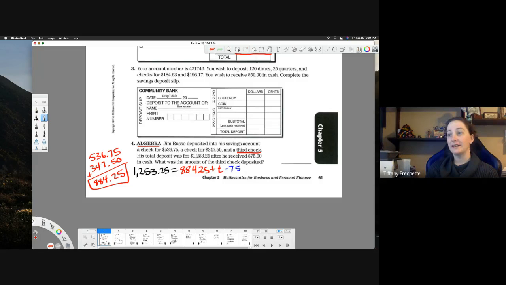So now we can subtract 75 from this amount so that we know how much money so far we're dealing with. And then we just have to solve for T. So we're just going to have to subtract that from our total to see what was left over for the third check. I think for today, that's all I'm going to do for that one.